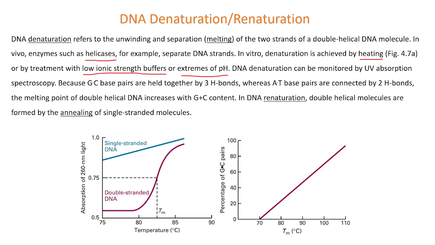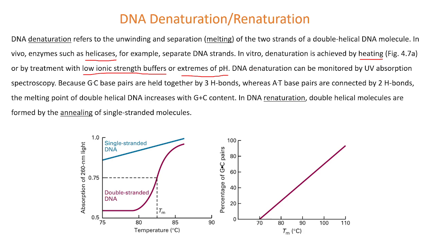And this DNA denaturation can be monitored by UV absorption spectroscopy, because your GC base pairs, that is guanine and cytosine, are held together by 3 hydrogen bonds, whereas adenine and thymine are connected by 2 hydrogen bonds. So the melting point of a double helical DNA increases with the GC content.